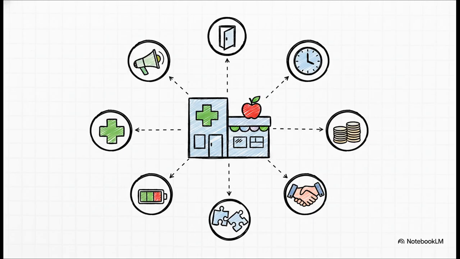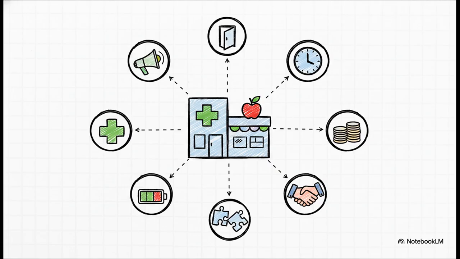When you're looking at community systems, like say a local health clinic or a grocery store, you have to evaluate them using these 7 A's. Ready? Awareness, access, availability, affordability, acceptability, appropriateness, and adequacy. Are the residents aware of the service?